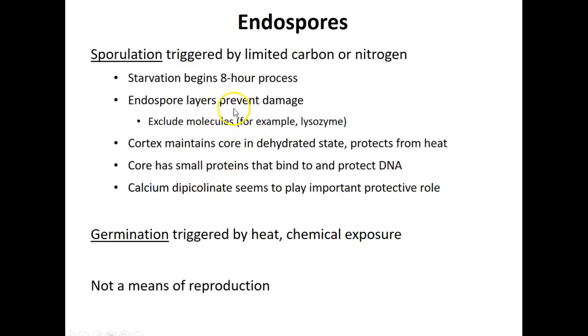As you see here, the endospore layers, as I mentioned to you before, prevent damage to that genetic information. Highly resistant to heat, chemicals, and other outside influences. The genetic information is very tightly packed. As you can see, it's dehydrated. The lack of water actually prevents heat from damaging it. There are proteins that bind tightly to that DNA and protect it. That's the whole purpose of the endospore. And then calcium dipicolinate. That's a very important chemical seen within these endospores that helps or imparts more resistance to them.